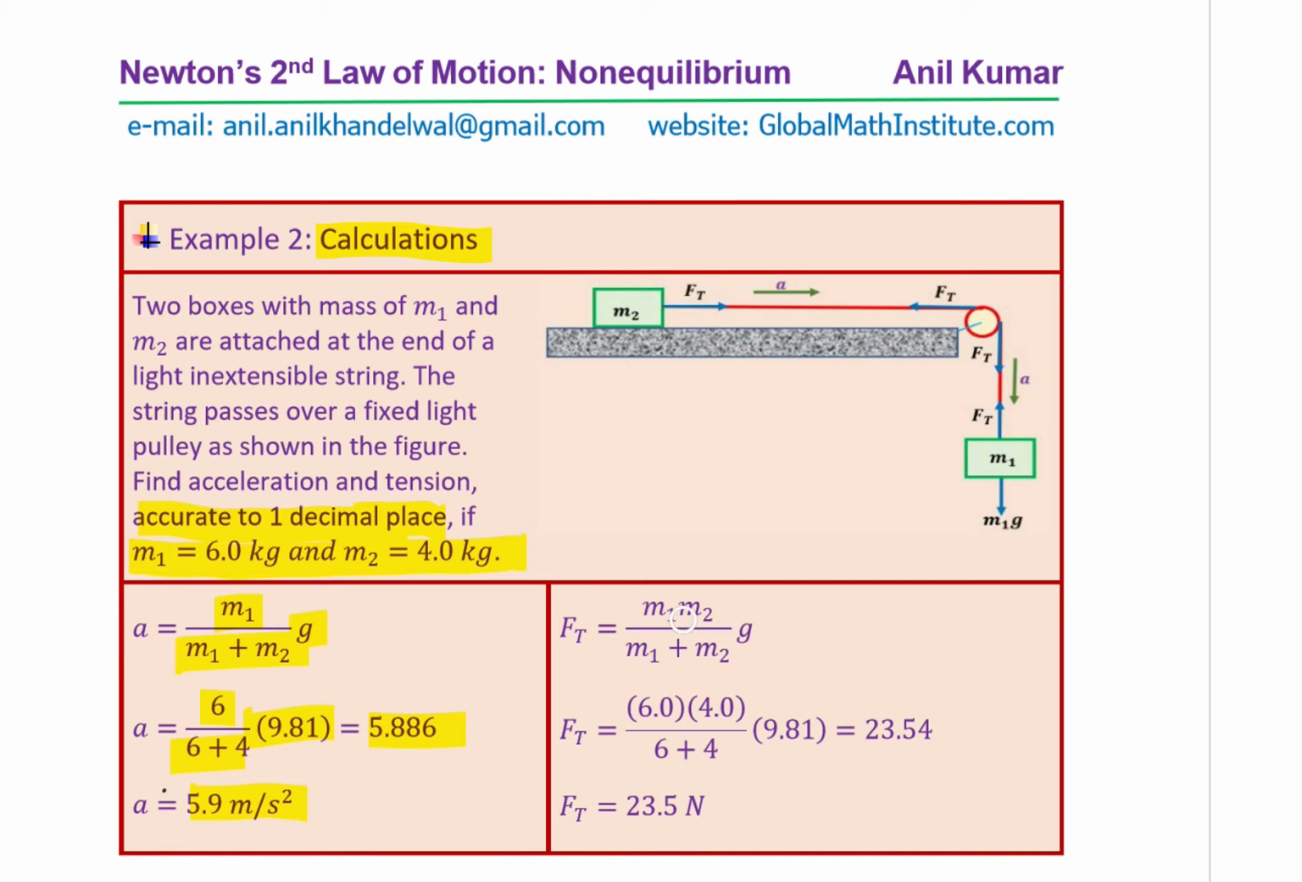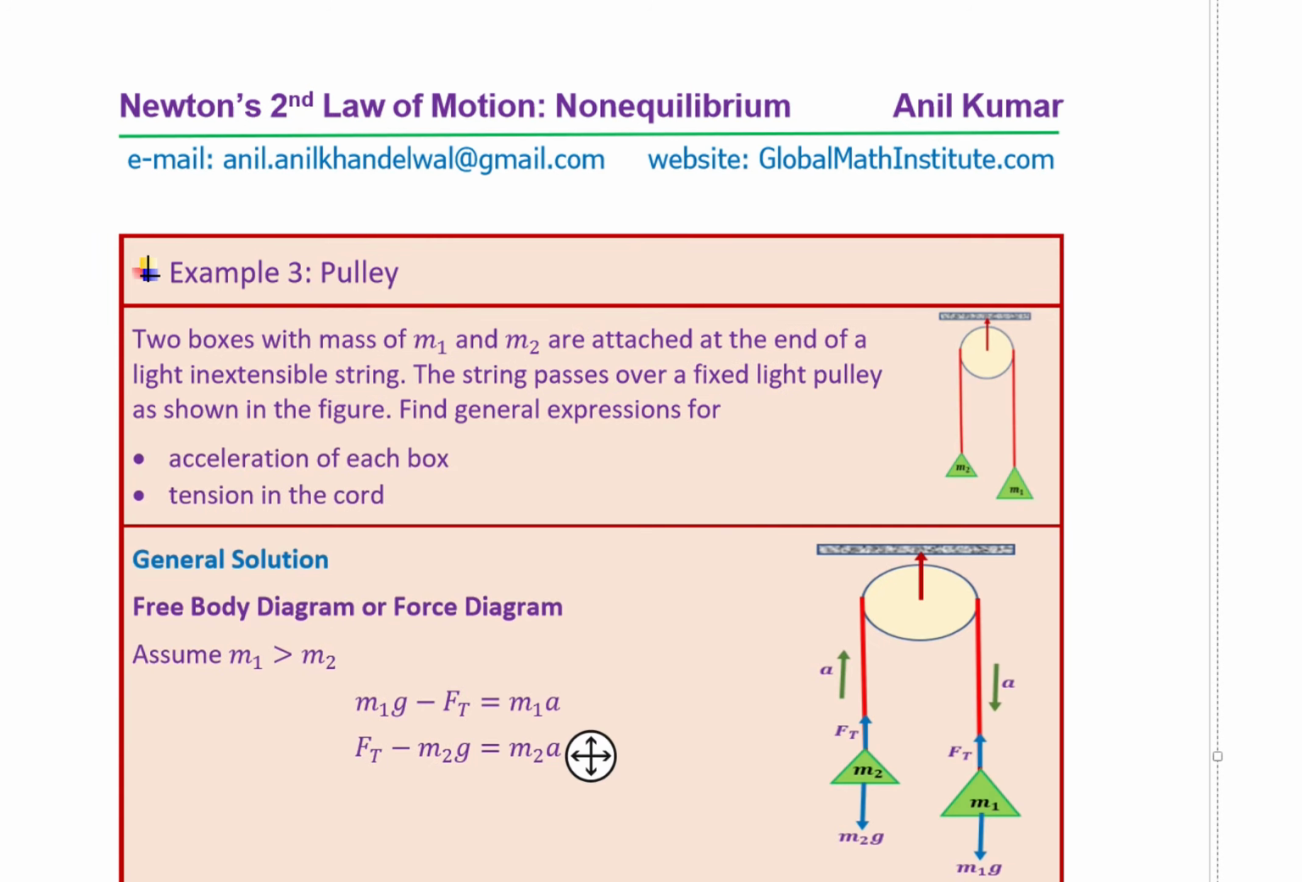The tension, we just calculated that the formula is m1 m2 over m1 plus m2 times g. We substitute the values and calculate, round it to one decimal place, and so our answer for the tension is 23.5 newtons. So read the question carefully and then write the exact answer as required by the question. And here we are rounding to one decimal place, correct? Now let's take up the third type of example.